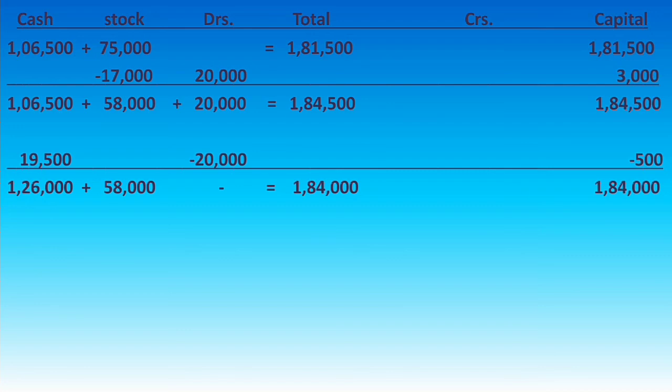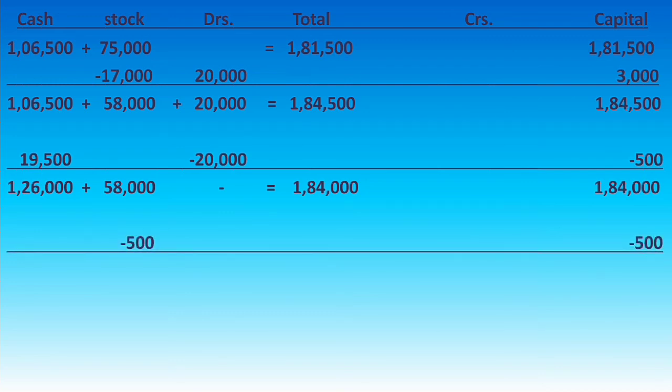Now the last one. Goods destroyed by fire 500. Goods destroyed means stock reduced. Then we can deduct 500 from stock, then minus 500 in the stock column. And goods destroyed by fire is a loss. All losses should be suffered by the proprietor. Then we can deduct this 500 from capital, then minus 500 in the capital column. So minus 500 in the stock column and minus 500 in the capital column also.